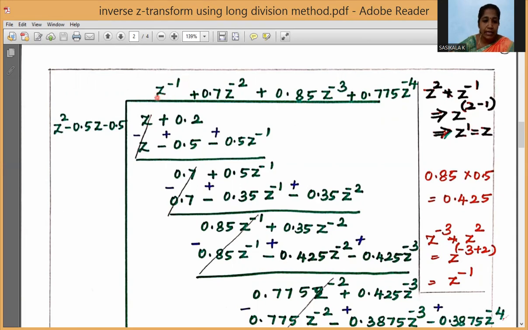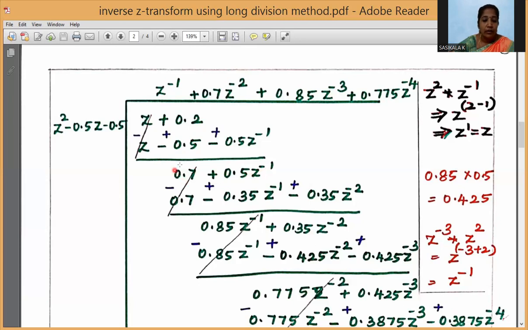So the first term is Z inverse. Z inverse into Z square will give you Z. Minus 0.5 Z into Z inverse: this Z and Z inverse will get cancelled, so you'll be getting minus 0.5. Again, minus 0.5 into Z inverse will give you minus 0.5 Z inverse. Now you have to change the sign, so it will become minus, plus and plus. The first term gets cancelled. And 0.2 plus 0.5 will give you 0.7, plus 0.5 Z inverse.